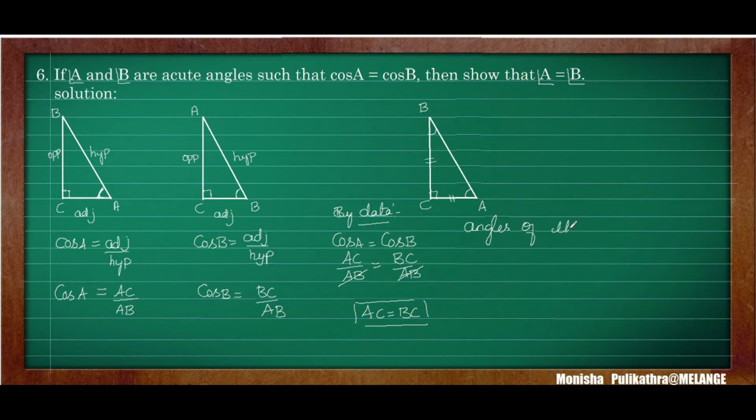If two sides are equal, then the angles opposite to those sides will also be equal. This is a theorem of triangles. Angles opposite to equal sides in a triangle are also equal. So AC is equal to BC, we have already proved that AC is equal to BC. If these two sides are equal, then the angles opposite to those sides are also equal. Therefore, angle A is equal to angle B. Okay, I hope you understood this.